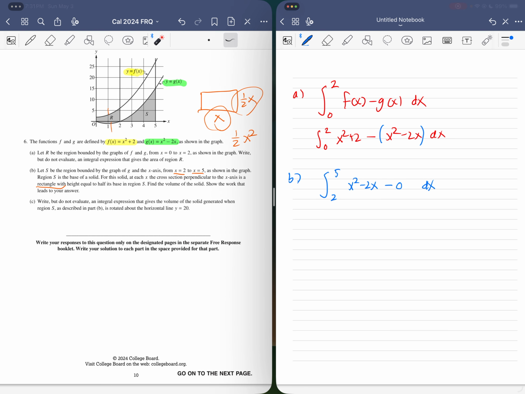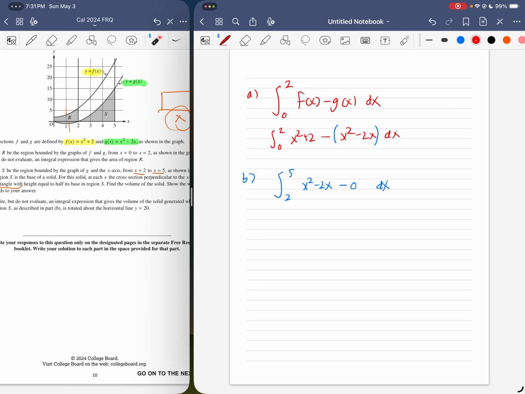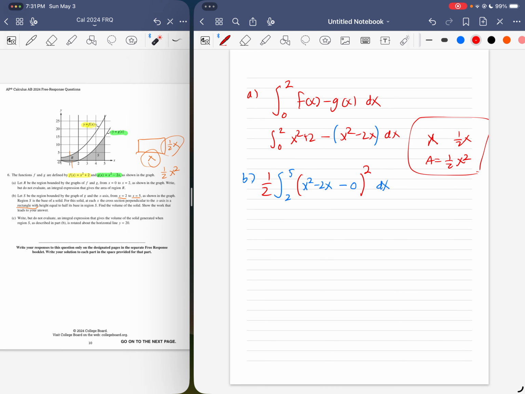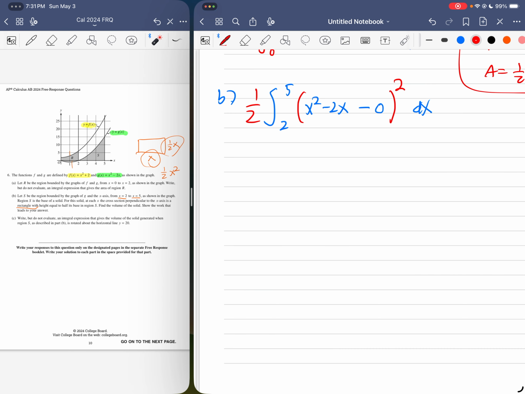So what you're going to do is, let me use another color. This squared with a 1/2, because the rectangle is base times height. And in this particular case, the base is x, the height is 1/2 x, which means the area is 1/2 x squared. Keep that in mind. All right. And did it say to evaluate? It did. Dang it. Okay, so I thought that was it.